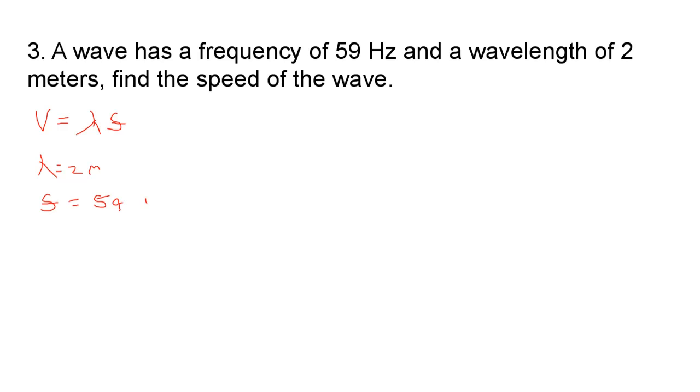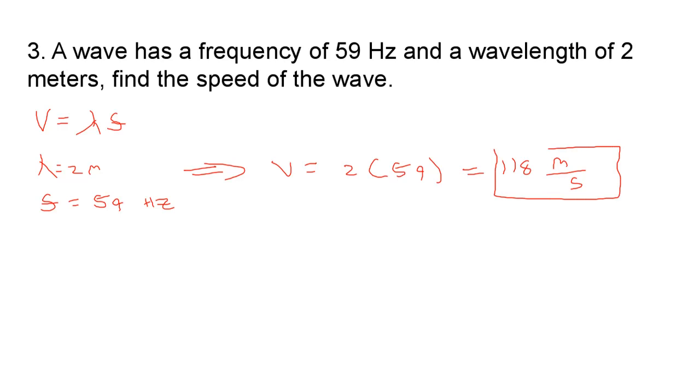Do I have everything I need to solve? Yes, I do. So it comes back to plugging it in. So the wave speed, v, equals the wavelength, which is 2, times 59. Well, 2 times 59 is 118 meters per second. And that is the wave speed.